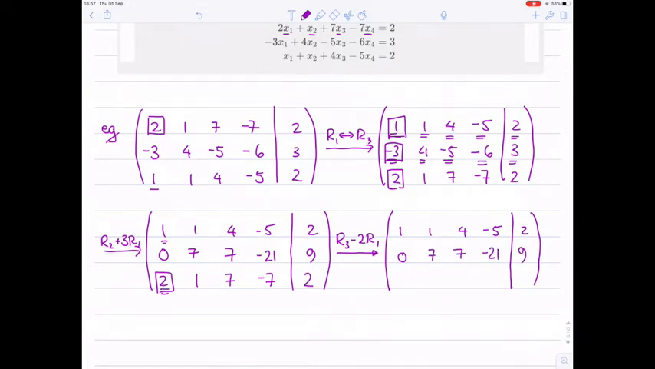So we've got 2 minus 2, which is 0, 1 minus 2, which is minus 1, 7 minus 8, which is minus 1, minus 7 plus 10, which is 3, and 2 minus 4, which is minus 2.